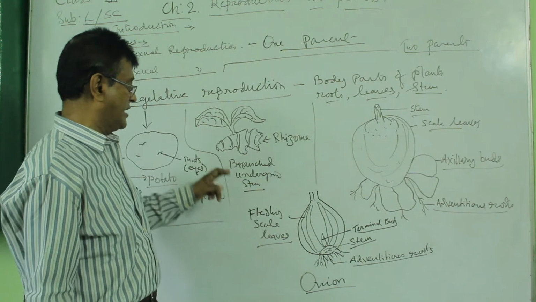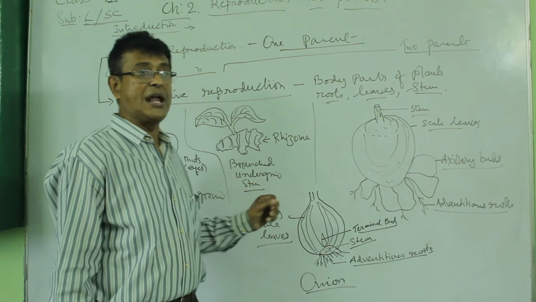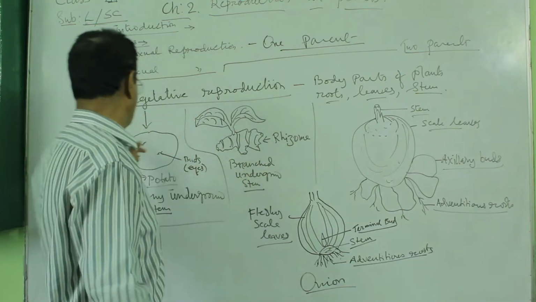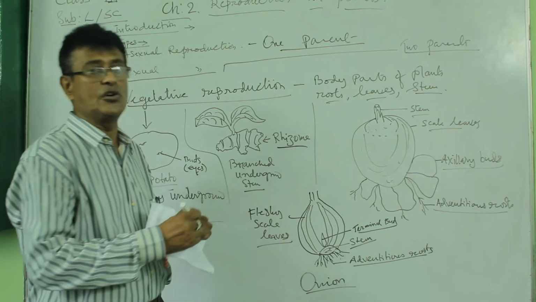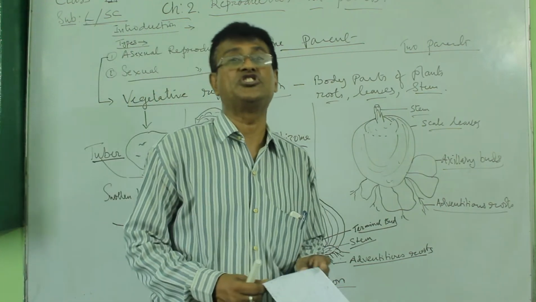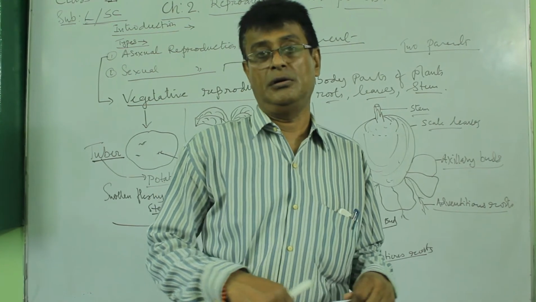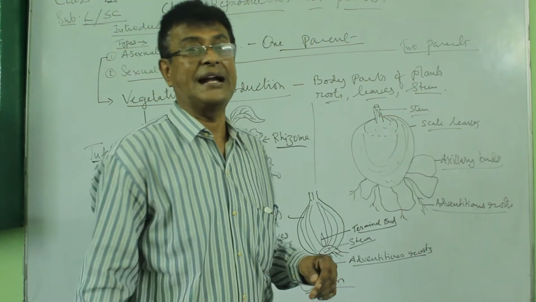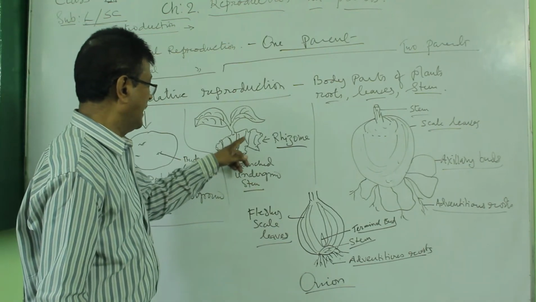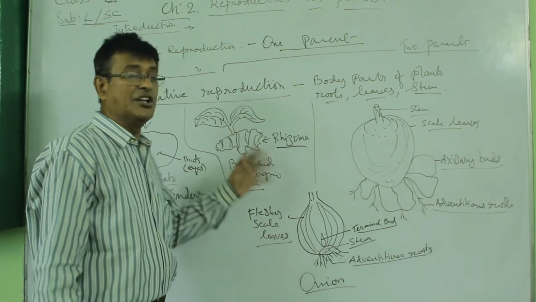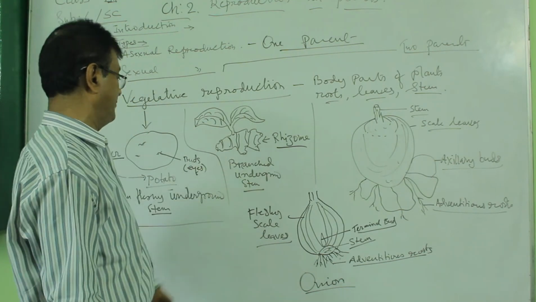Coming to the second underground stem, which is branched, it is known as rhizome. That was tuber, and this is rhizome. You have also seen it, it is called ginger. In Hindi and Bengali it is called adrak. And here you see the scale leaves are there, and from the scale leaves they grow into new plants. So this is also an underground stem.